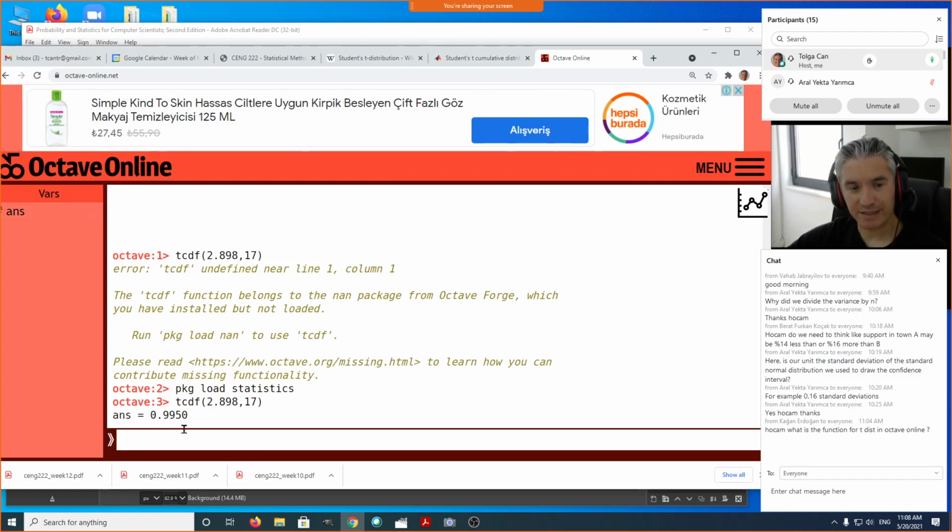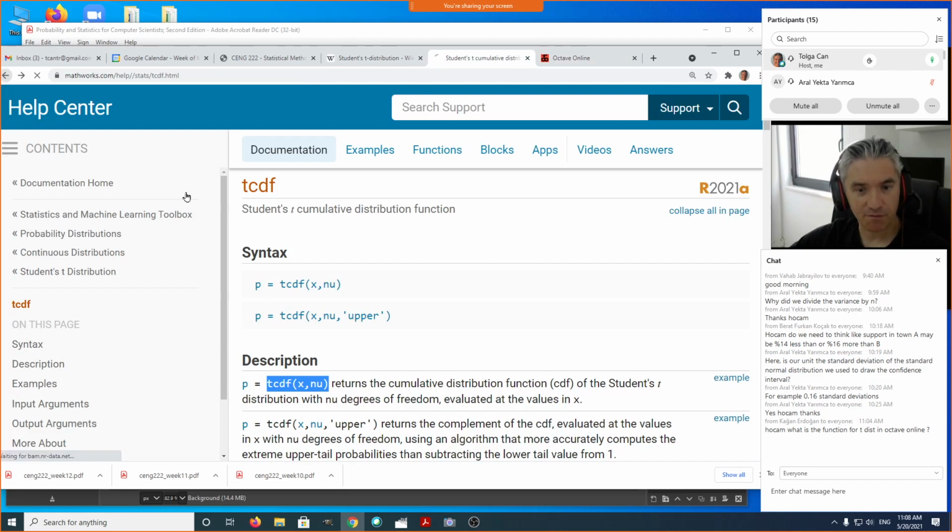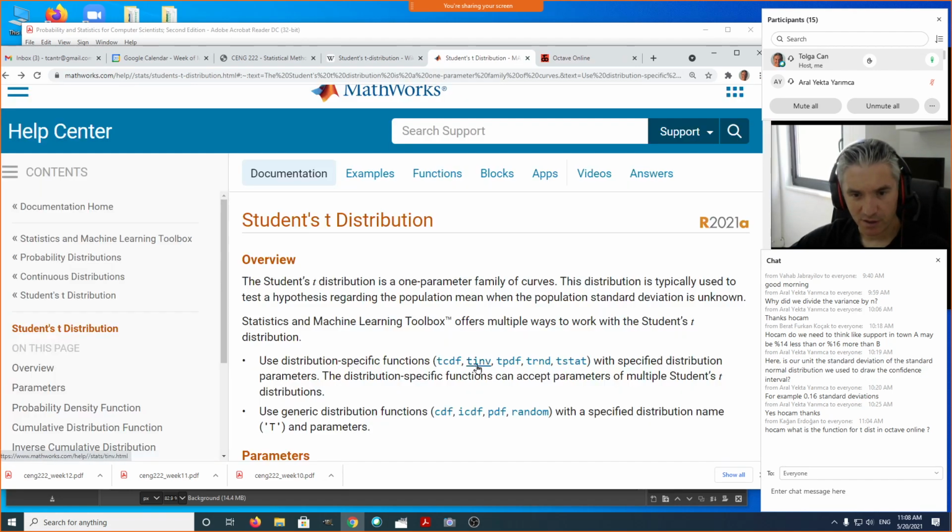Yeah, as you can see, it's exactly 0.9950. So this is the CDF, but when we're constructing those confidence intervals, we are looking for this 2.9. So we are looking at the inverse CDF. So we have to look at the inverse CDF, which is T-inv. So we will be looking at this one.